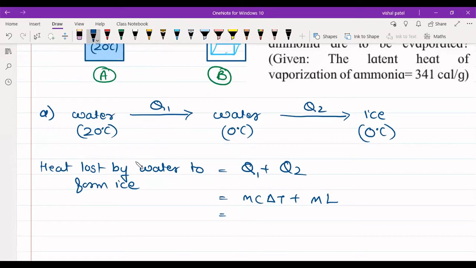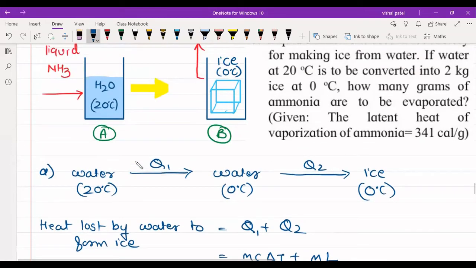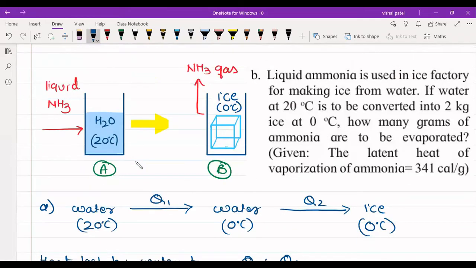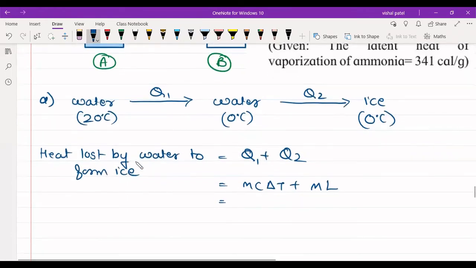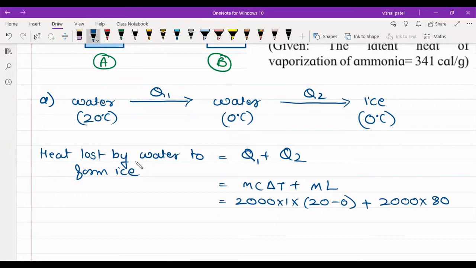So what will you do? We'll keep it in kg, or I'll convert into grams. Okay, I'll keep in grams only, students. I'll write 2000. 2000 into 1 into 20 minus 0 plus 2000 into, students, the latent heat is 80. When water is converted to ice, the latent heat is 80.